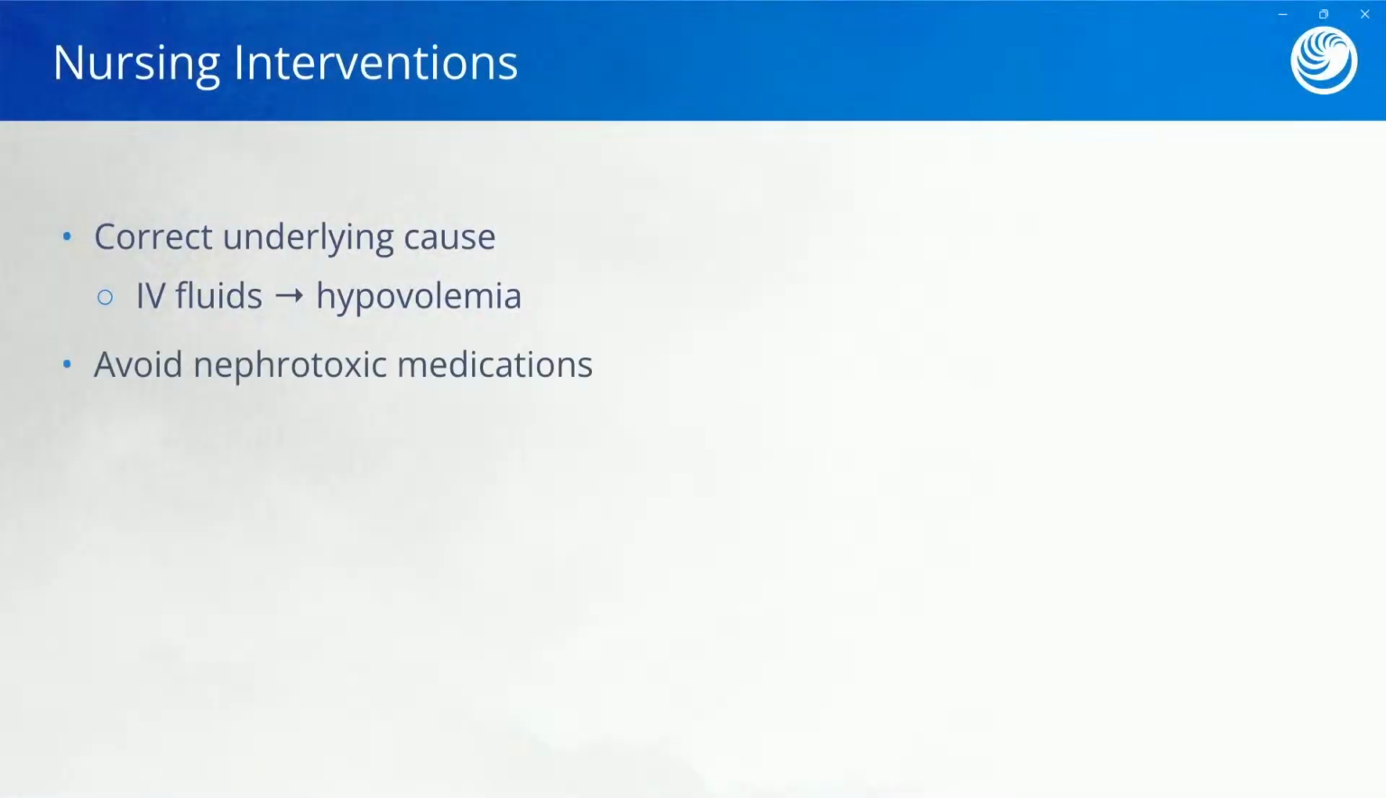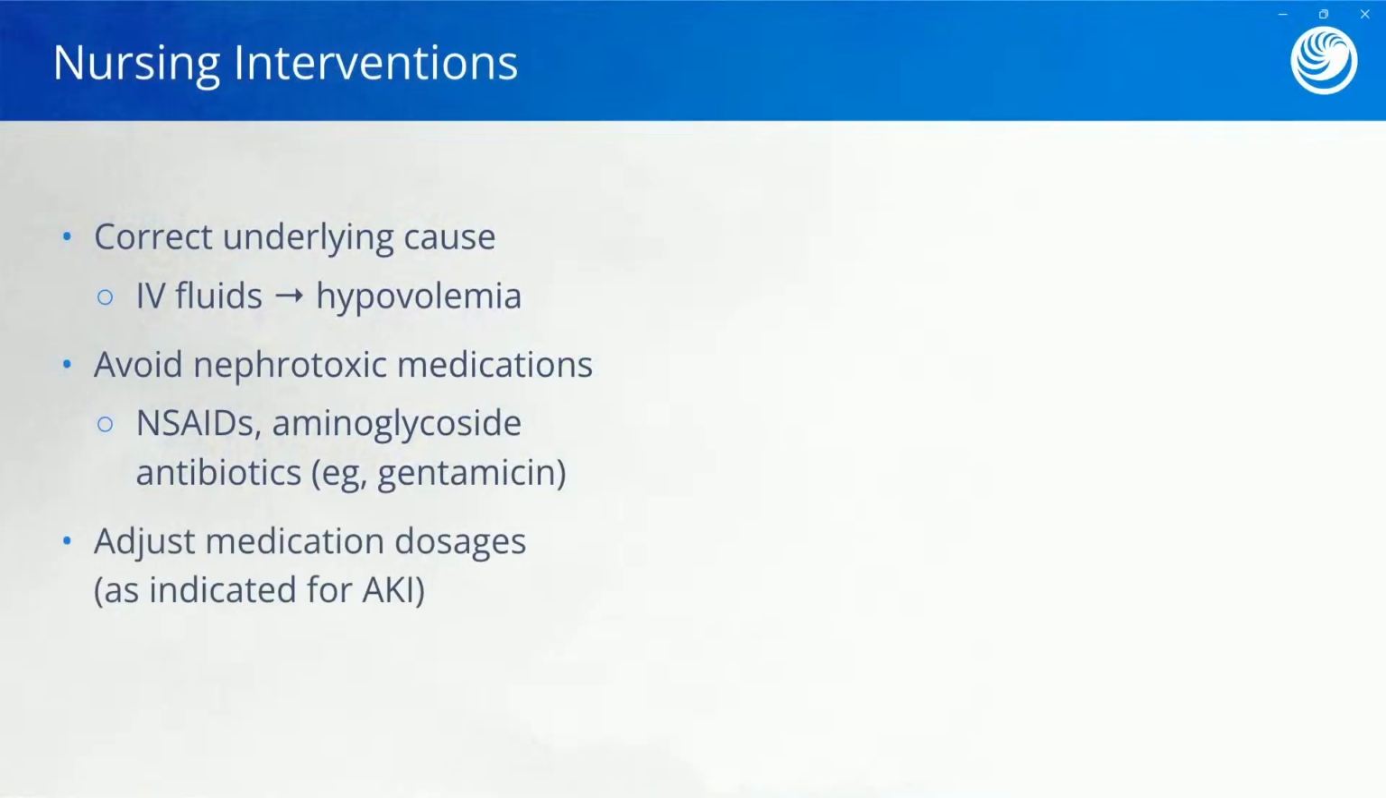Use of nephrotoxic medications should be avoided, and if the client is taking nonsteroidal anti-inflammatory drugs or aminoglycoside antibiotics, such as gentamicin, these should be discontinued. Because many medications are eliminated by the kidneys, we may need to consider medication dosage adjustments, especially in the case of decreased elimination when it comes to the oliguric or anuric phase, or increased elimination when it comes to the diuretic phase. Even if the medication is not nephrotoxic, we may need to adjust the medication dosage to avoid accumulation.